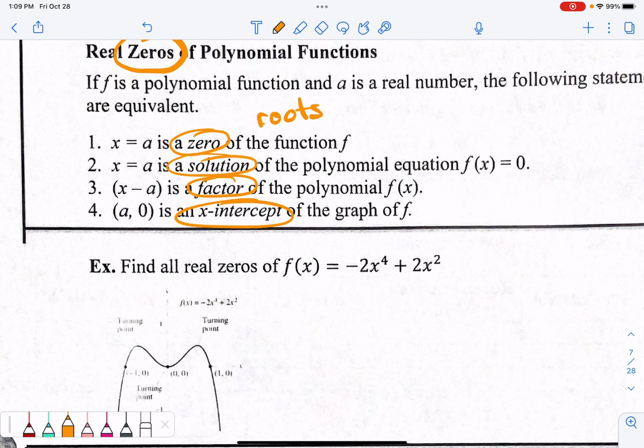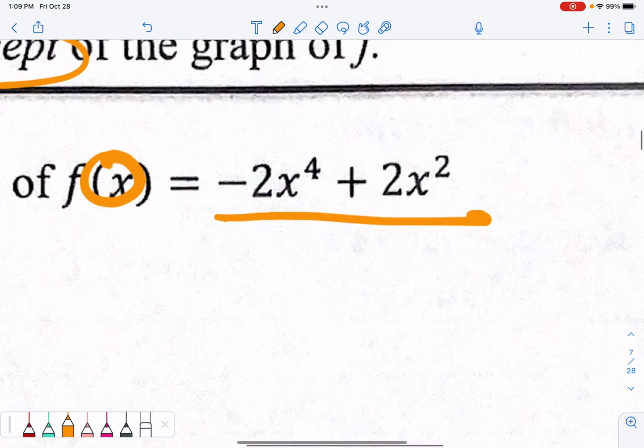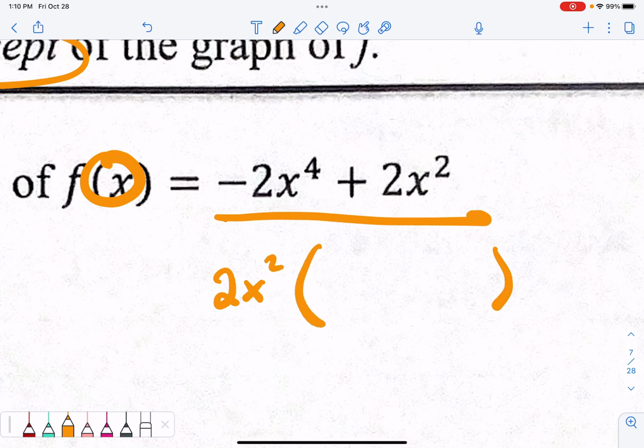How do I find the x-intercepts? Set them equal to 0. Put 0 in for y, okay? So what can I do to this to solve it? Pull x's and 2's out. Yeah, I can pull x's and 2's out, right? Well, what would you like to pull out? 2x squared. Sure, okay. Do you want to pull a negative with it or not? Yes. Okay, pull a negative with it.